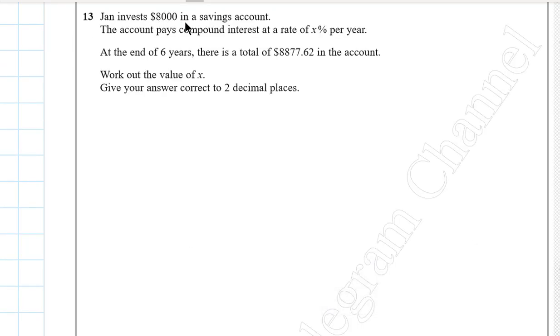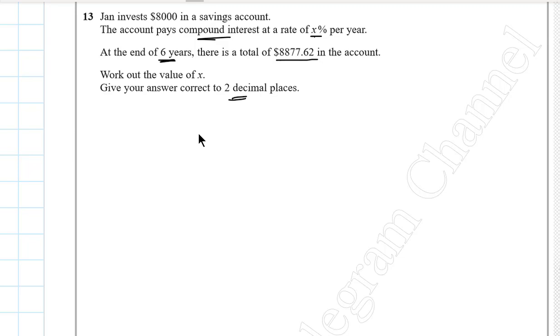Question 13, Jan invests $8,000 in a savings account. The account pays compound interest at a rate of X% per year. At the end of 6 years, this is the time, there is a total of $8,877.62 in the account. Work out the value of X to two decimal places.